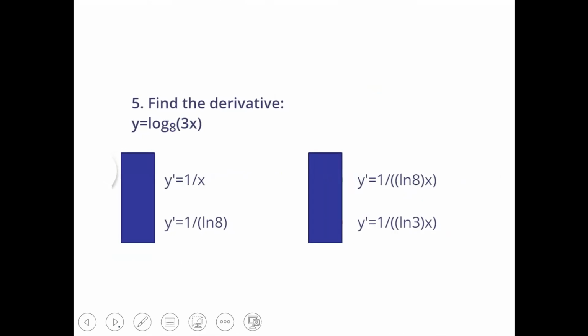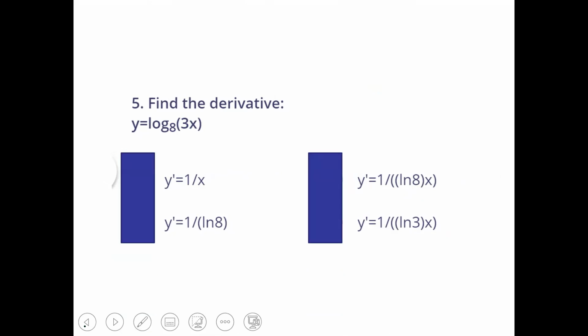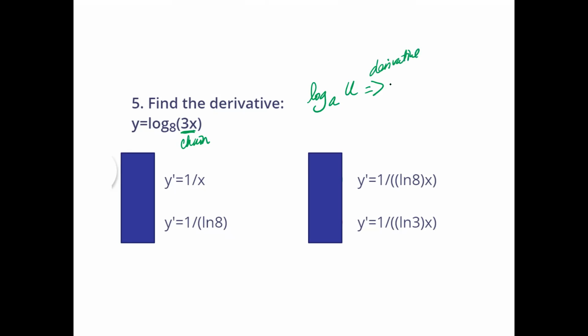All right, let's take a look at the next one. Oh, you know what? Hold on a second. All right, so looking at this one right here, it's a little bit different. You now have a chain in here besides just an x. So I know that this is another log one. So remember the formula: the derivative of log a of u is 1 over u ln a times u prime.